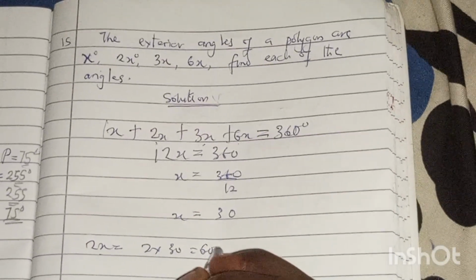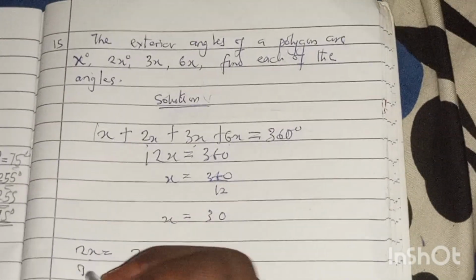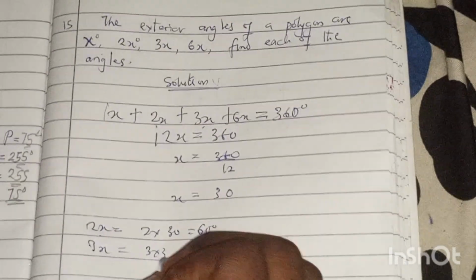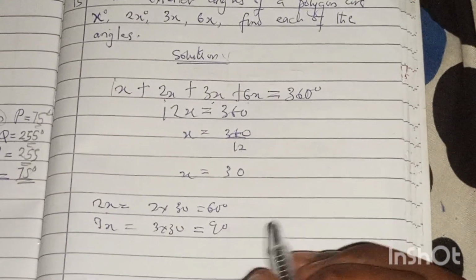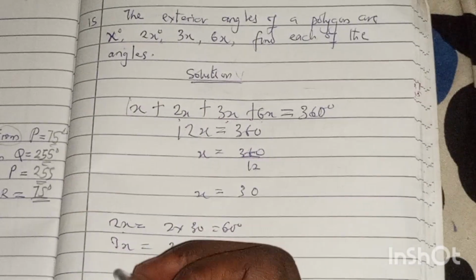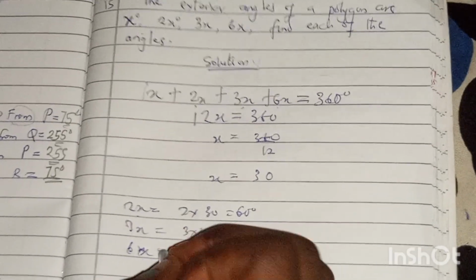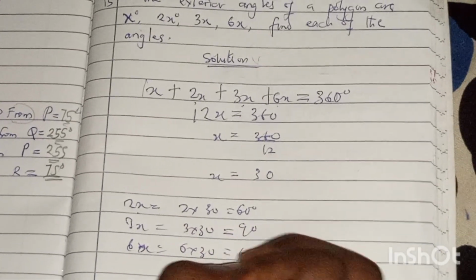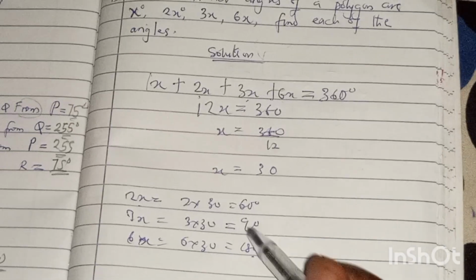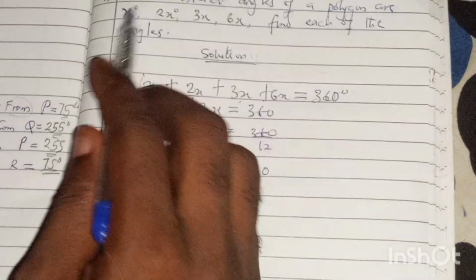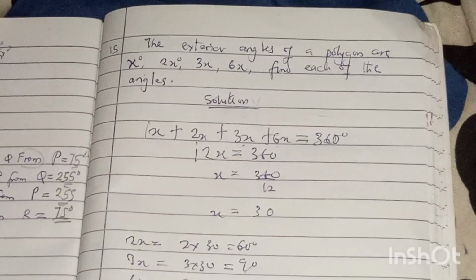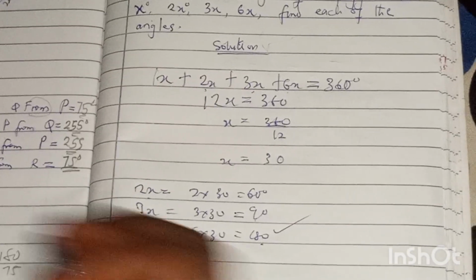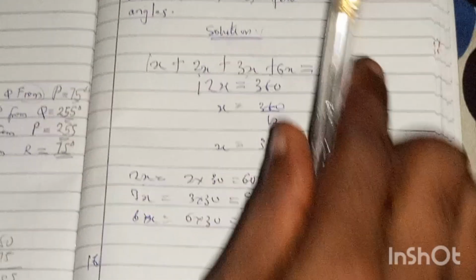That makes it 60 degrees. The third one is going to be 3x, which is 3 times 30, which is what? That's going to be 90 degrees. The last one is going to be 6x, which is 6 times 30, which is 180. If you add up all of these angles together, they must add up to 360. So that's the 15th question. Let's move on to the 16th one.